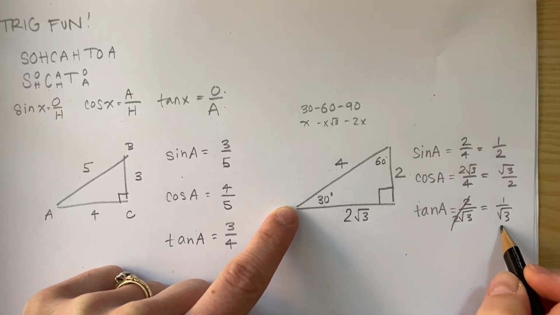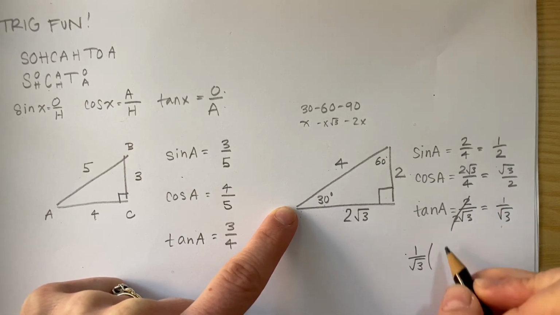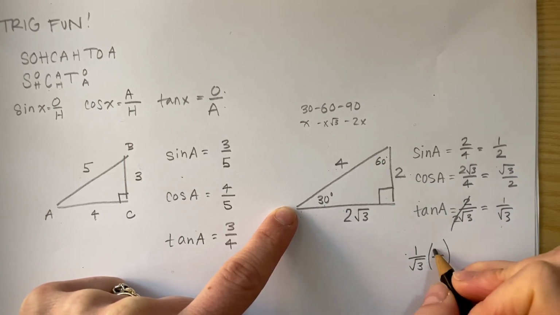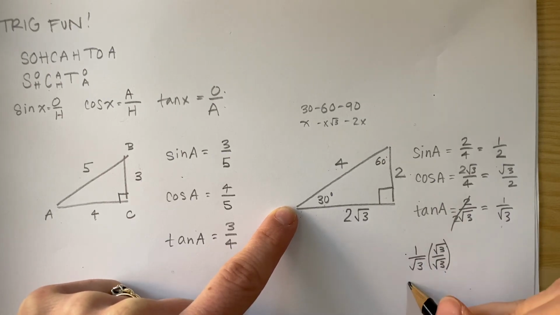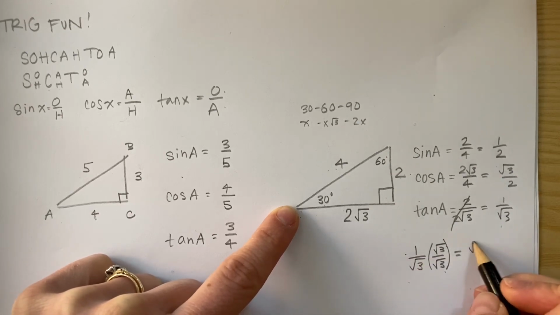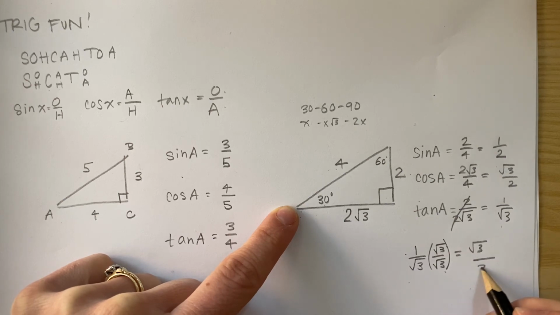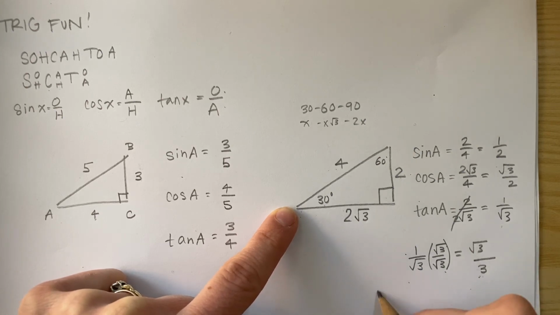But uh-oh, we've got to rationalize that. So I'm going to bring that down here, and I'm going to multiply that by a carefully chosen 1. Root 3 over root 3 is equal to 1. When I multiply it by 1 over root 3, I'm not changing the value of the fraction. But what happens is I get root 3 in the numerator and 3 in the denominator. So now my denominator is a rational number. And the tangent of A is equal to root 3 over 3. Ta-da, guys! We did it!